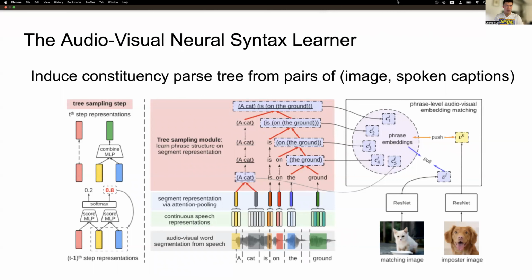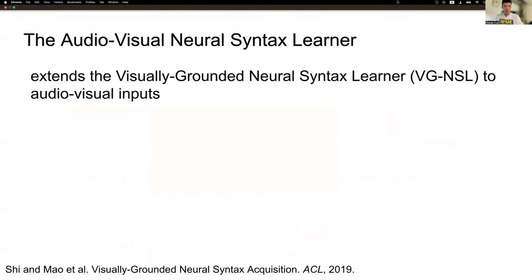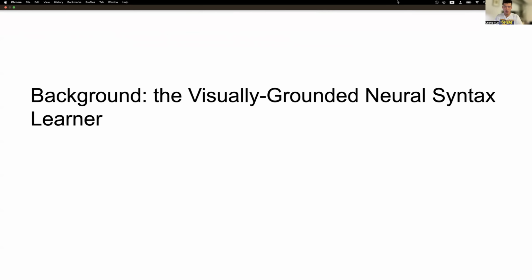To this end, we introduce our method, the Audiovisual Neural Syntax Learner, or AVNSL. AVNSL induces constituency parse trees from pairs of images and spoken captions, bypassing text. AVNSL relies heavily on a previous model called the Visually Grounded Neural Syntax Learner. And in a nutshell, AVNSL extends VG-NSL to audiovisual inputs. So we'll begin by briefly going over the visually grounded neural syntax learner, or VG-NSL.